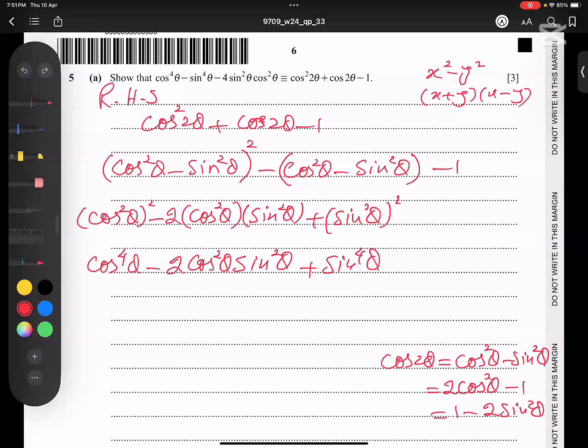So if I use the other formula, let me check. Yeah, if I use the other formula, check it. If I use this formula here, so I get 2 cos square theta minus 1. If I open the bracket, I get negative 2 cos square theta, and negative into negative plus 1, and minus 1. They cancel out, and negative 2 cos square theta, I got it.